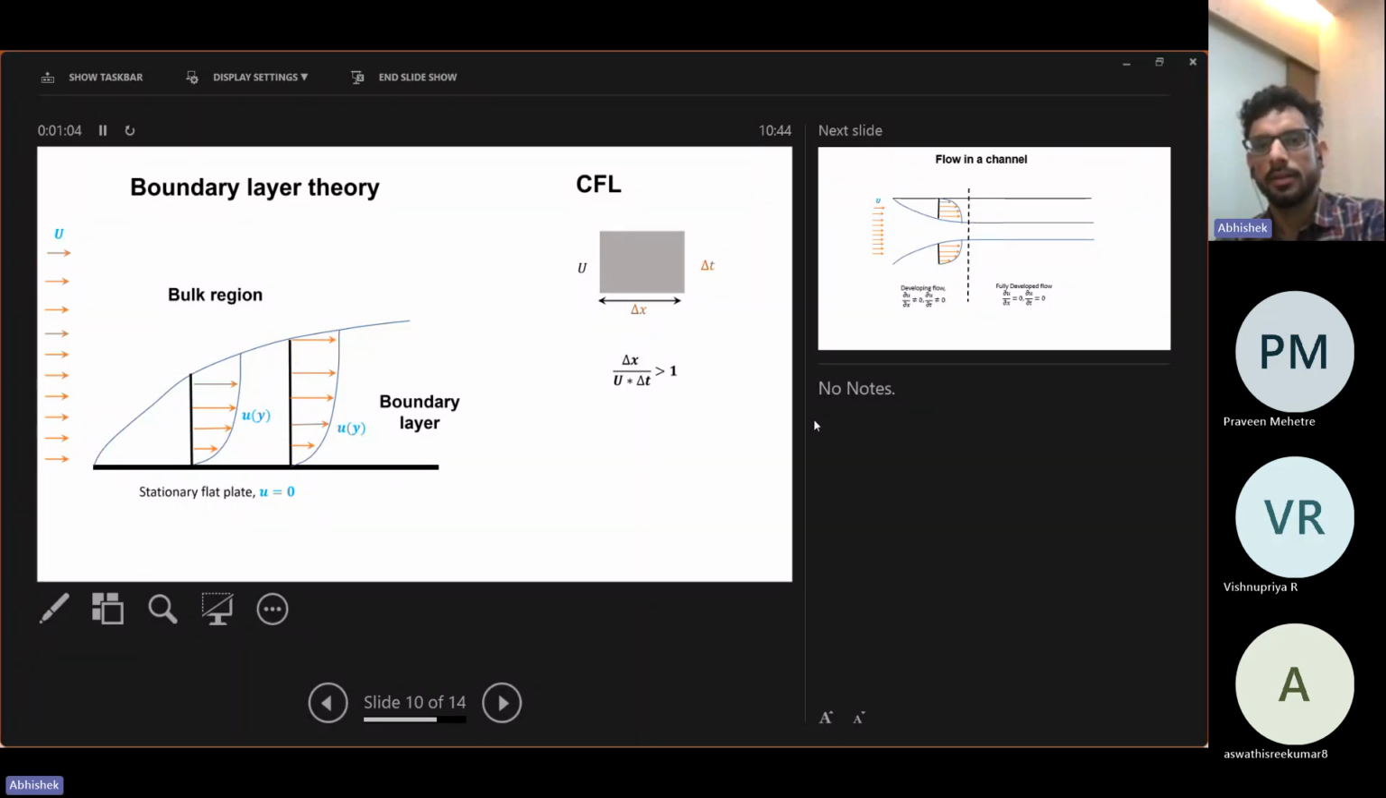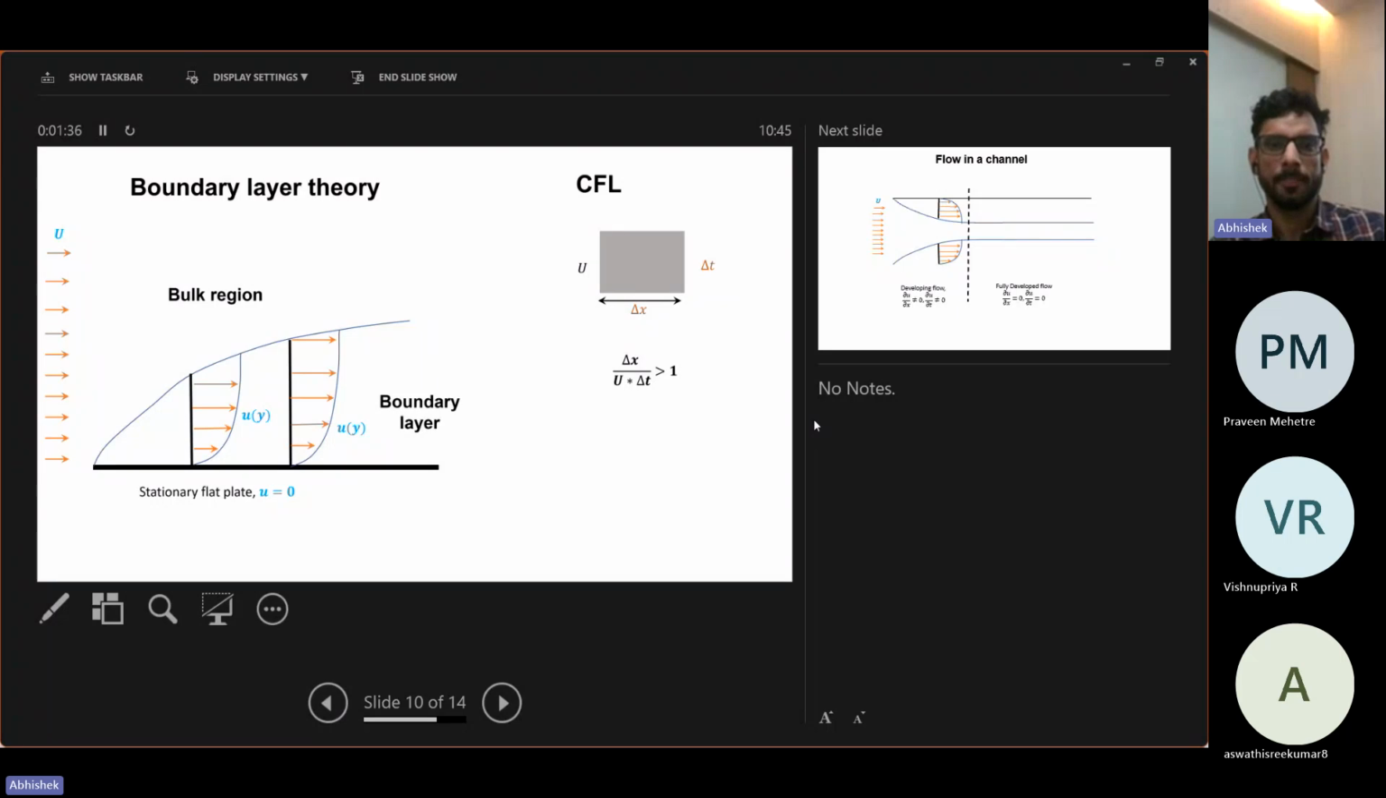It means that in that time step delta t, the fluid particle should stay within a single cell and should not exit it. So once you have chosen your delta x, that is the grid size, you have to choose your delta t according to the CFL number. Or vice versa, if you have chosen a delta t, you have to change your grid accordingly.